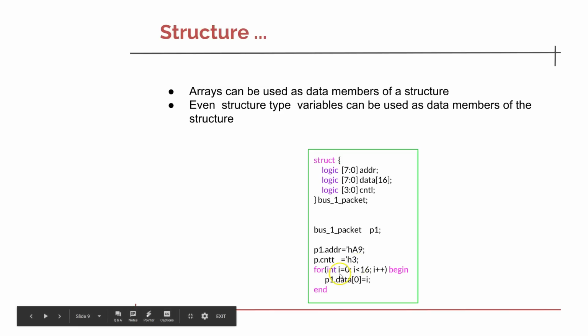And in a for loop, you will be able to access the individual data members of this data array, like p1.data[0] is equal to some value, or you can even put p1.data[5] is equal to some value. In a for loop, you will be able to access all the data elements in this packet.